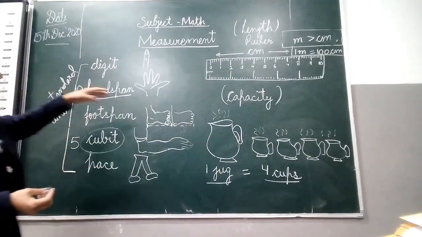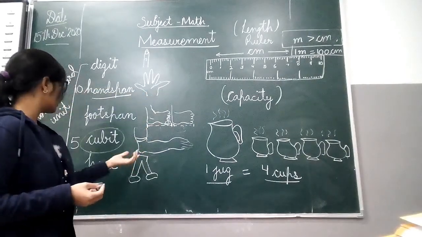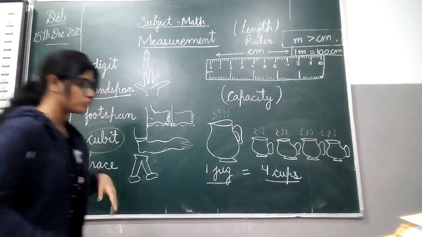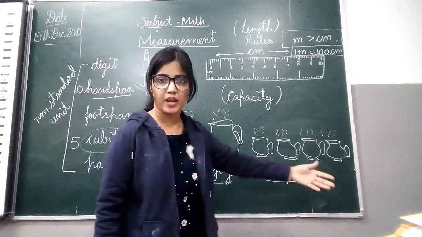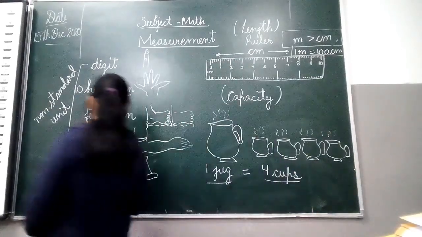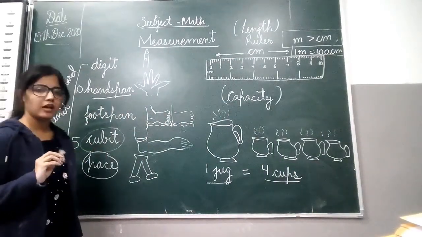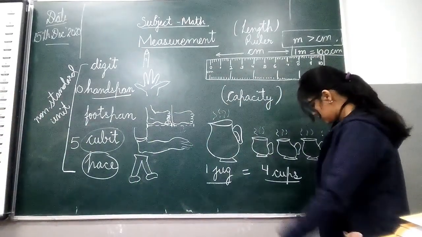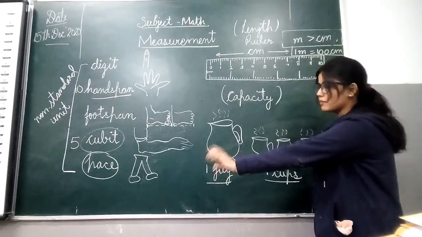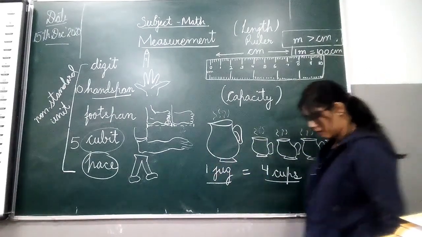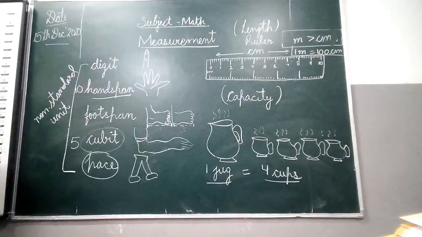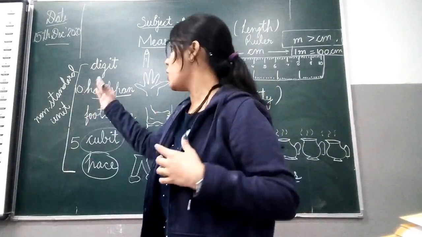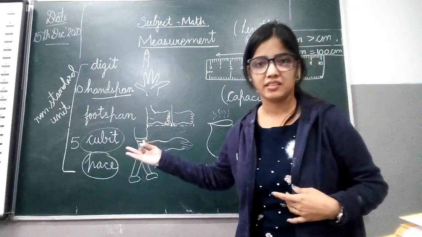we select whether handspan would work or whether we can measure it by cubit, or if we want to measure the area space of the room, then we can measure it with our pace, that is, how many steps we need, like from here till there, up to the board, how many steps I would need to take. 1, 2, 3. So I am covering this length in 3 steps. So these are all non-standard units of measuring length.